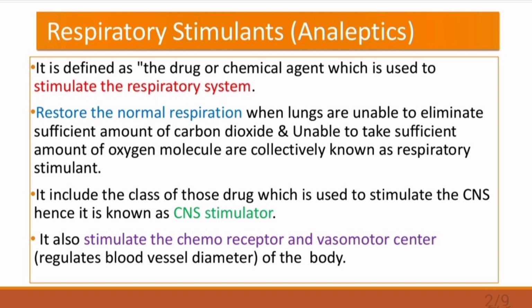It restores normal respiration when the lungs are unable to eliminate a sufficient amount of carbon dioxide and unable to take in a sufficient amount of oxygen. Such molecules are collectively known as respiratory stimulants. It includes the class of drugs used to stimulate the CNS, hence they are known as CNS stimulators. It also stimulates the chemoreceptor and vasomotor center, and so it regulates the blood vessel diameter of the body.